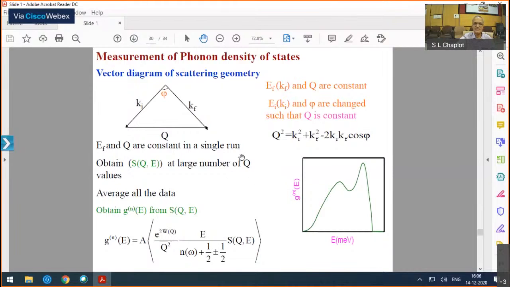In each case, similar to what we said in the case of a single crystal, we can keep the final energy fixed, and vary only the incident energy and keep the wave vector Q constant, and so on. Then if you scan as a function of energy, you will get a function which is like the density of states with this kind of analysis.